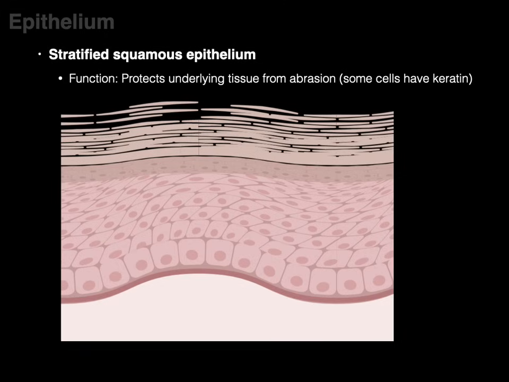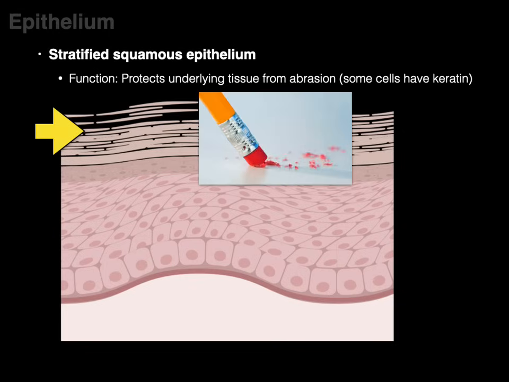So stratified squamous epithelium. Stratified squamous epithelium is ideal for protecting underlying tissue from abrasion. And often these cells, or some of these cells, have keratin. And so you notice that these cells up here are good for abrasion. It's kind of like an eraser, and you rub it, things come off. But the rest of the tissue stays intact, or the rest of the pencil stays intact.